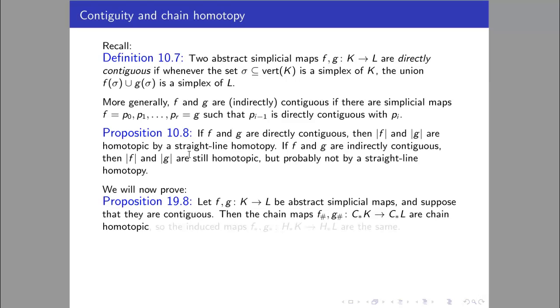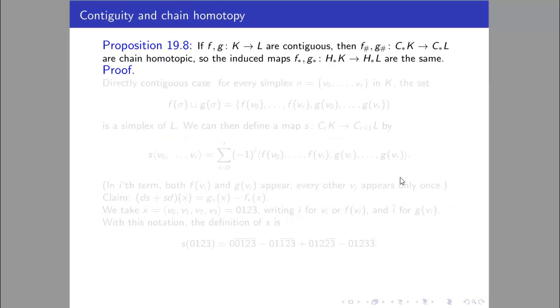And so now we're going to prove an extra property about contiguous maps: if F and G are as before, and if they're contiguous, then the chain maps F hash and G hash, from the chain complex for K to the chain complex for L, are chain homotopic. So by a key theorem about chain homotopy that we proved a couple of videos ago, the induced maps, F star and G star, from the homology of K to the homology of L are actually just the same. So that's what we want to prove.